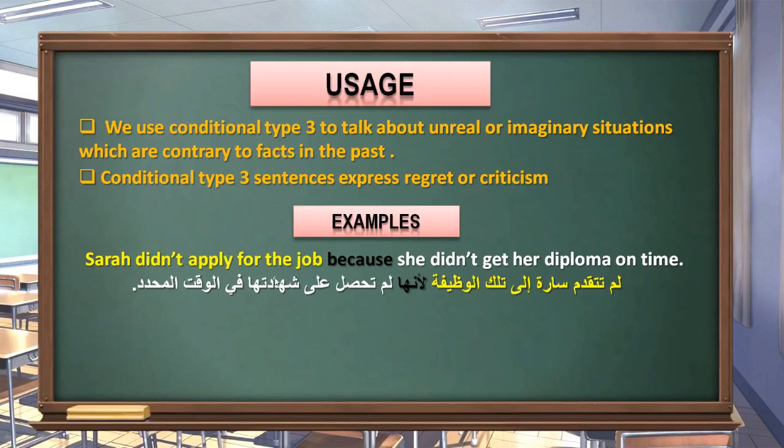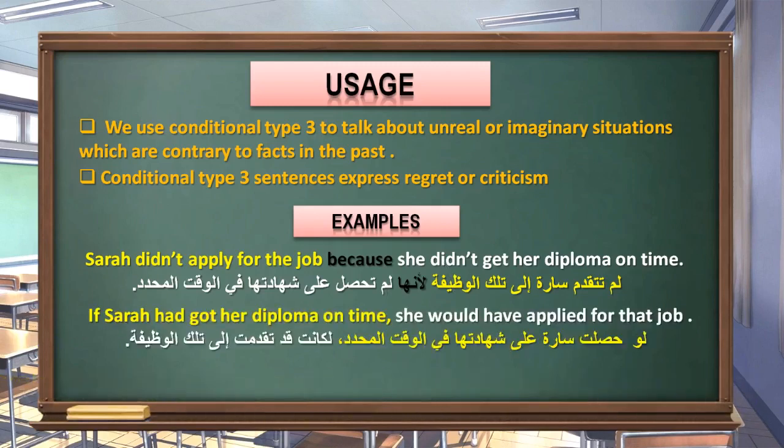So let's turn this sentence to a conditional type 3 sentence. We are going to imagine another situation, which is of course a real situation in the past. If Sarah had got her diploma on time, she would have applied for that job.